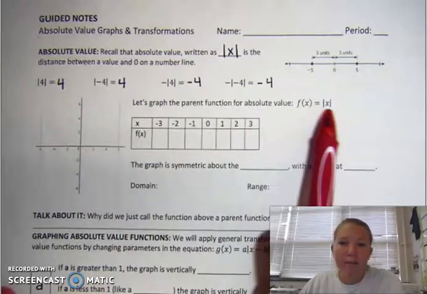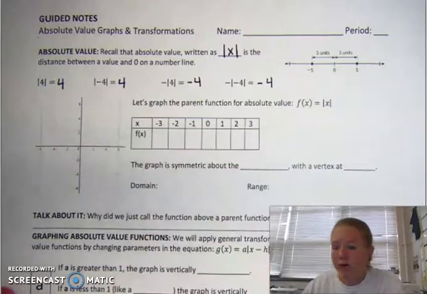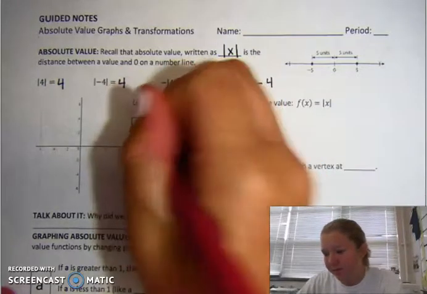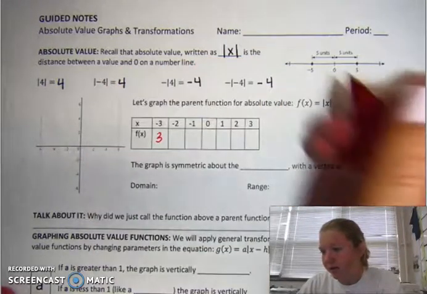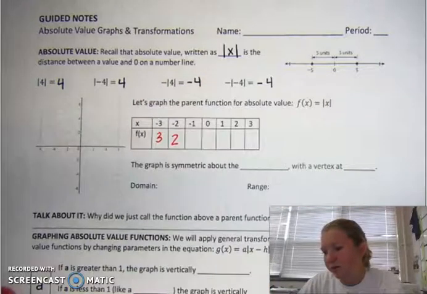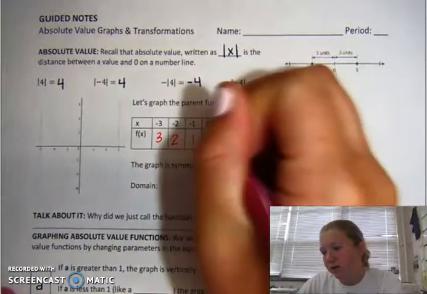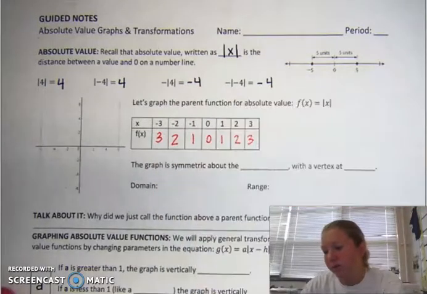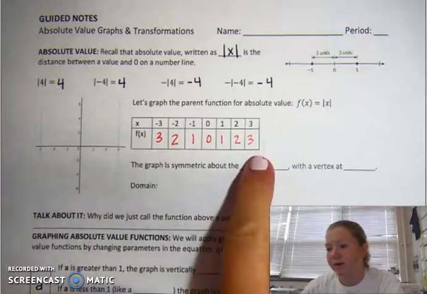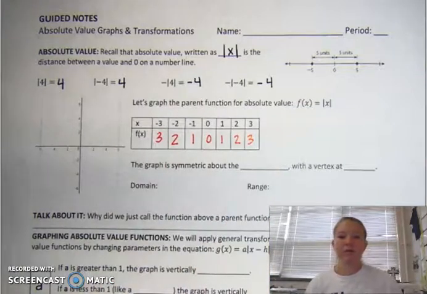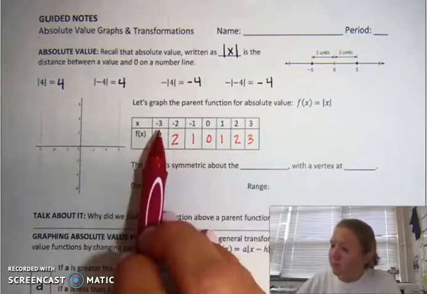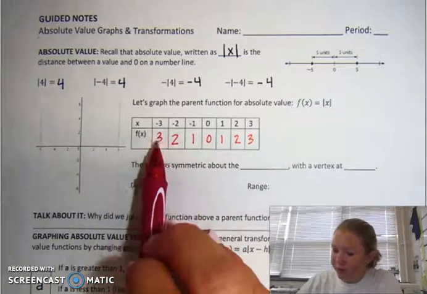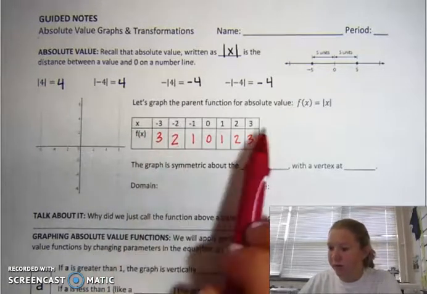So absolute value of negative 3 is positive 3. Absolute value of negative 2 is 2. Absolute value of negative 1 is 1. 0 is 0, and then 1, 2, and 3 will remain 1, 2, and 3. Again, that's just the positive value of the distance from 0. So now we're going to graph these points as an ordered pair. So negative 3, 3, negative 2, 2, and so on.